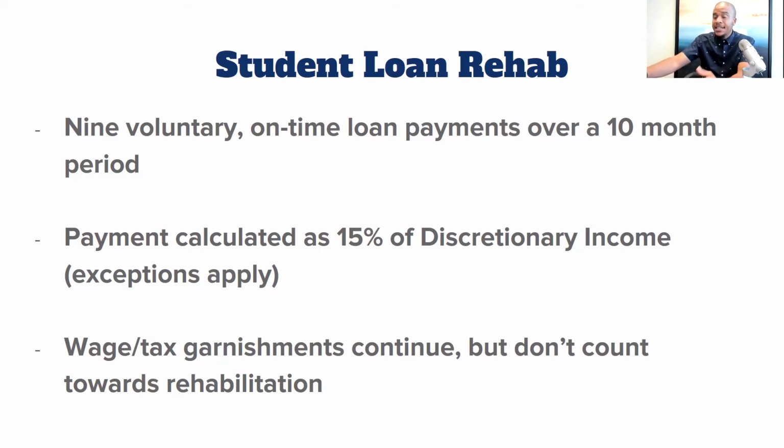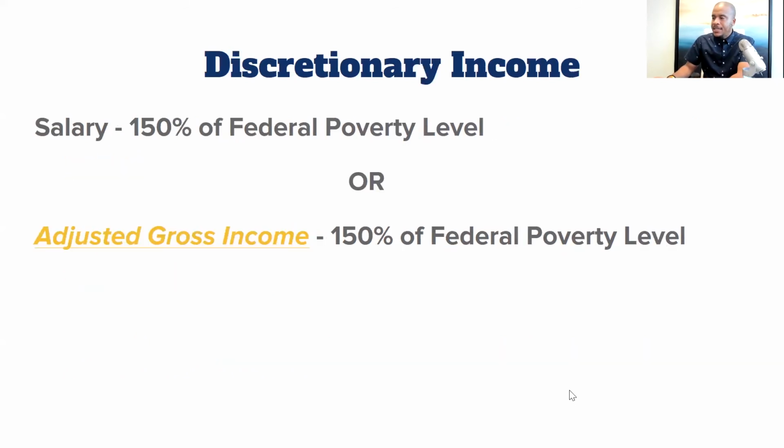Now, if you can get through that period of time, then you can find yourself in a position where your discretionary income payment will allow you to get out of this hole that you're in. Here's the calculation for discretionary income. It is either your salary or income information or a number called your adjusted gross income, which can be found on your previous year's tax return. They take that number and they subtract 150% of the federal poverty level.